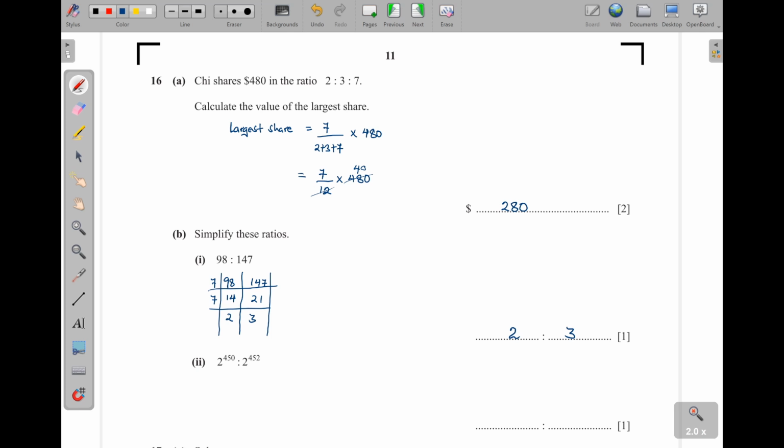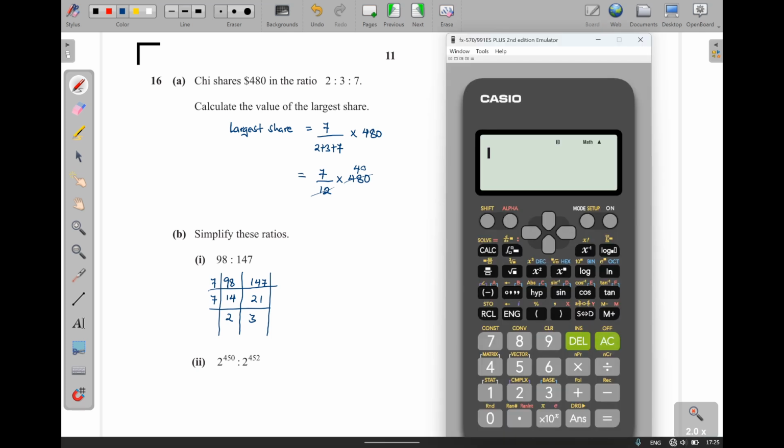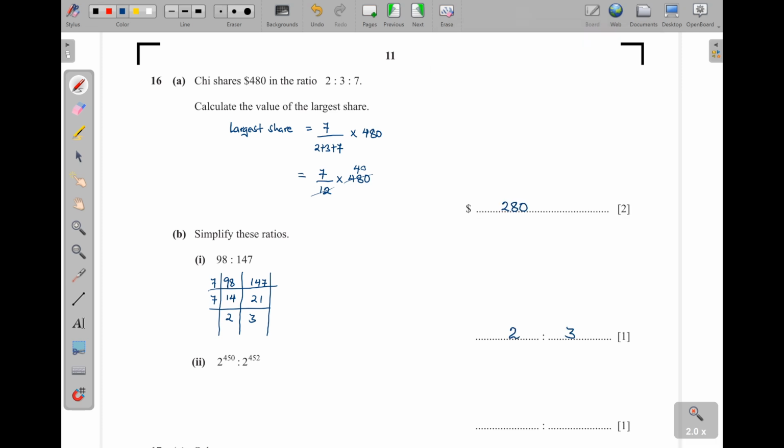You see? Or you can actually put this one directly in the calculator and you say 98 divide by 147. You press equals. The calculator gives you the simplest, 2 out of 3. Okay? And then you write 2, then 3.